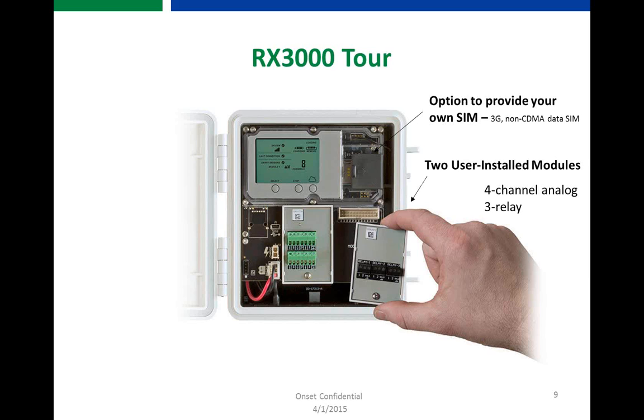We also, as I mentioned, have 2 module slots in each RX3000. It comes with no modules installed, and you can opt to install either 2 of the 4-channel analog modules, or 2 of the 3-relay modules, or 1 of each. And the great thing about these is that they are user installed, so it allows you to make changes if you have different kinds of projects that you're using the equipment for.